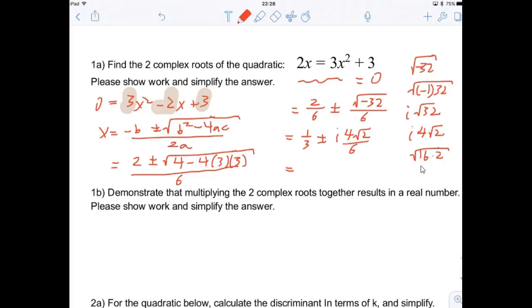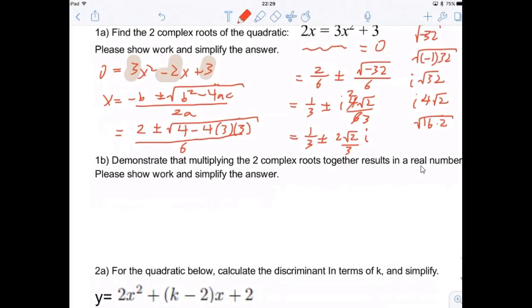So here's my solution here. I could cancel out the 4 and 6 and simplify a little bit more and have 2/3 here. So I'm going to put 1/3 plus or minus 2 square root of 2i divided by 3. Okay. So there's my answer. I have two roots. One of them is 1/3 plus blah blah blah, and the other is 1/3 minus blah blah blah. And the second part, 2 square root of 2 divided by 3 times i, is the imaginary part, and together they make a complex root.